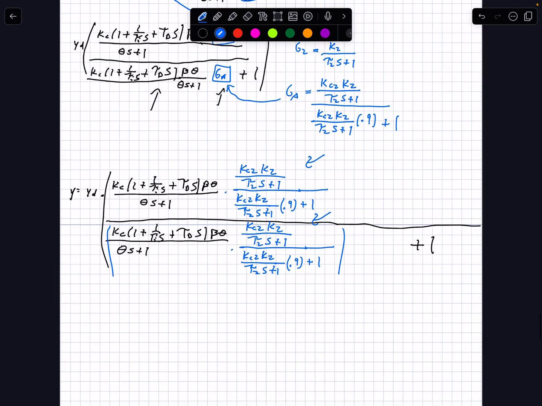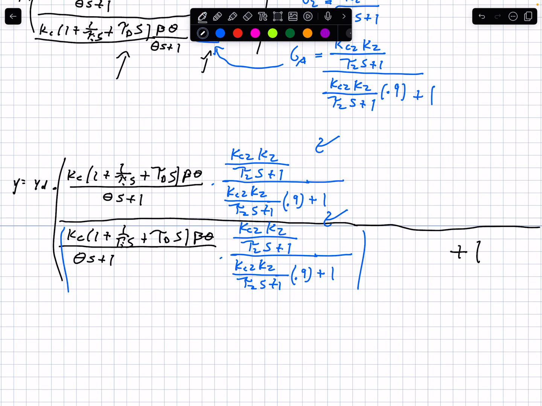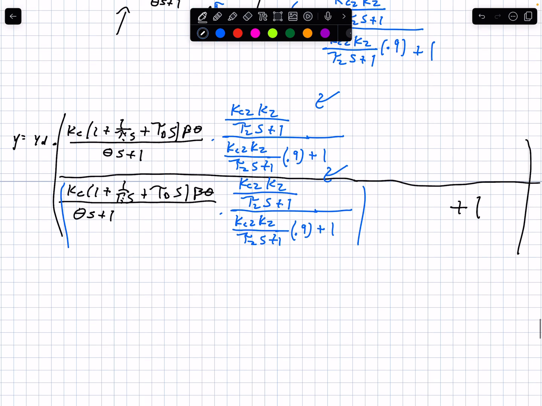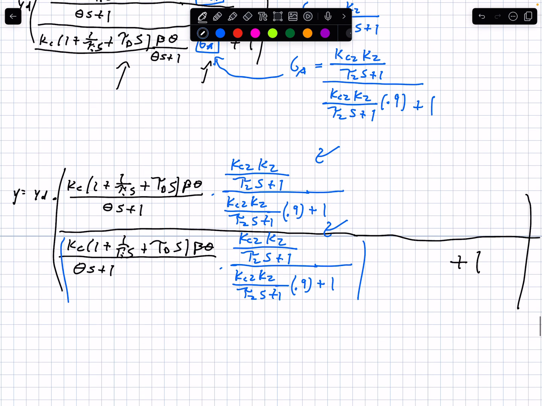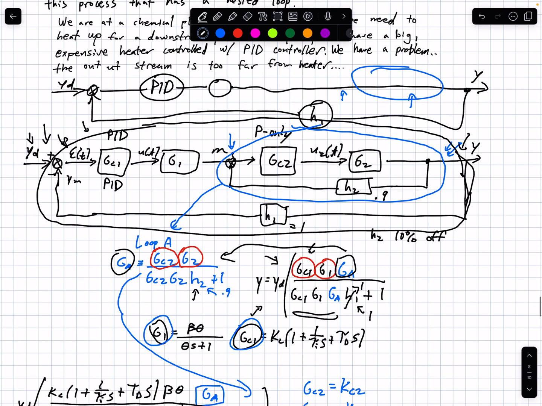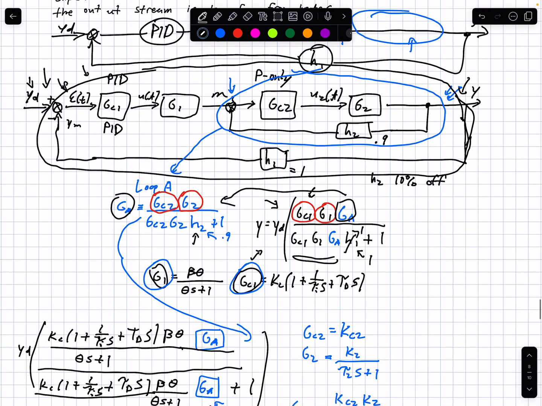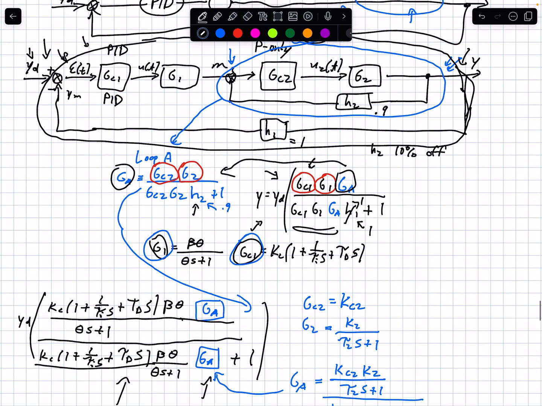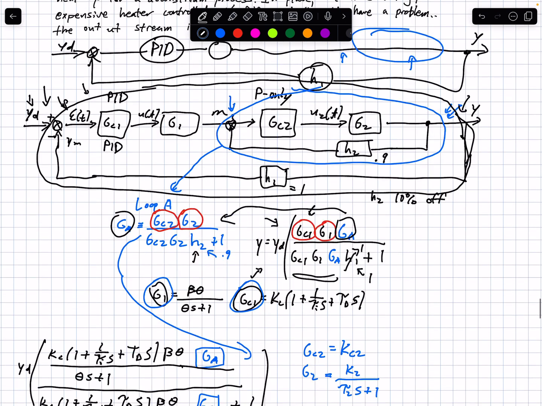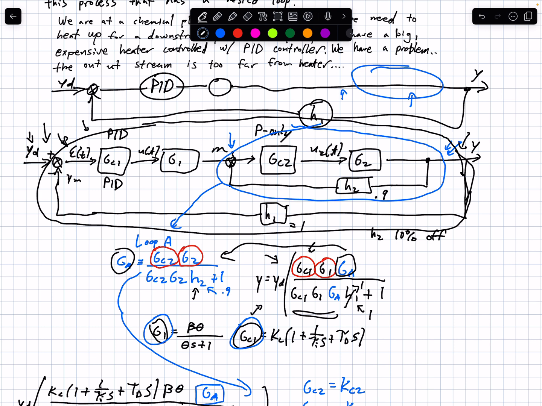Okay, so that's where I'm going to stop. The point being, you can see how ugly these can get, but we know how to model this nested loop. I was doing a servo response, which I should have mentioned earlier. So if say there was a disturbance here, this would look exactly the same, because for servo, D equals 0.